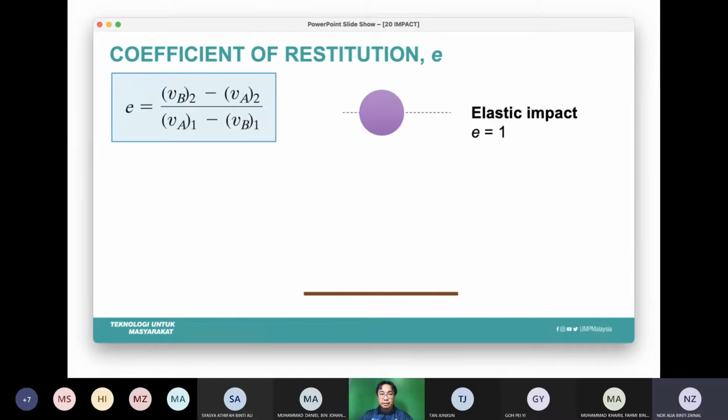If this happens, this is called elastic impact ataupun purely elastic impact. So the value of E, coefficient of restitution, is equal to 1, sama dengan 1. Which means that there is no energy losses to surroundings, and this is actually never happen in reality lah.